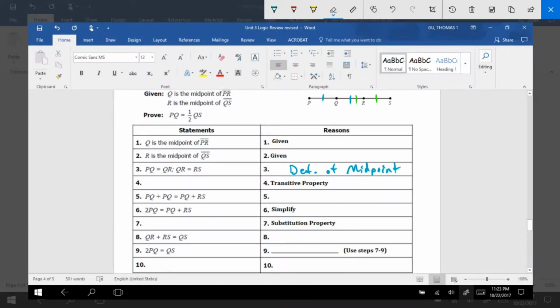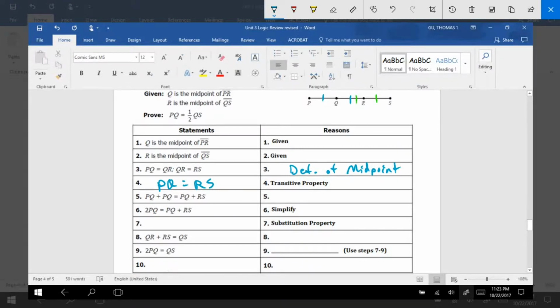Next step, transitive property over here. PQ equals QR, QR equals RS. That means that, look at that, instead of these QRs, I can delete those and just say PQ equals RS. That's the transitive property. Okay, next one, step 5.